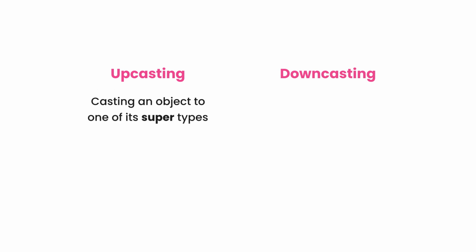In this video, we're going to talk about upcasting and downcasting. Upcasting means casting an object to one of its supertypes or parents, while downcasting means casting it to one of its subtypes. Let me show you this in action.